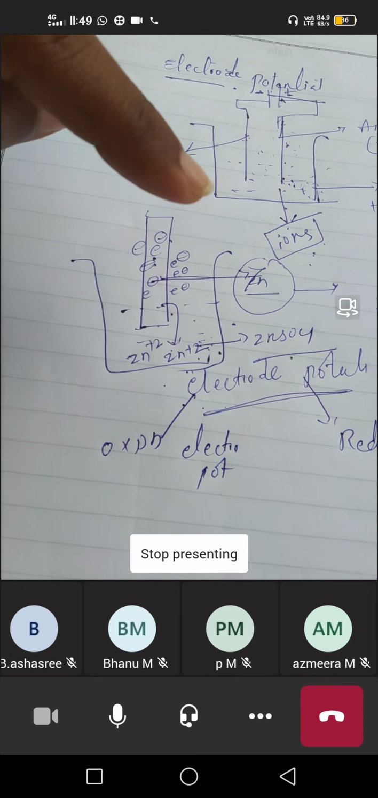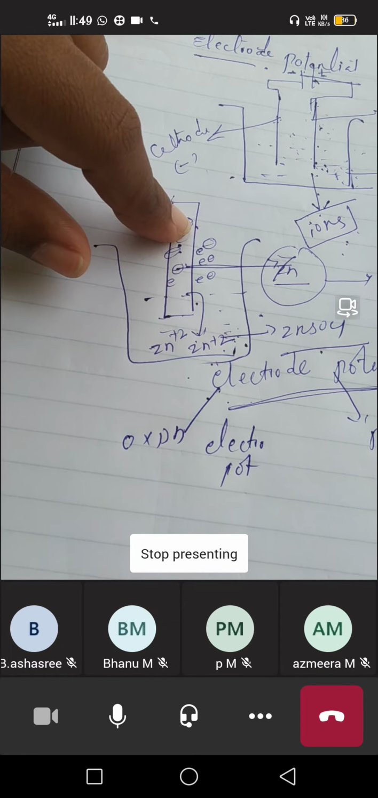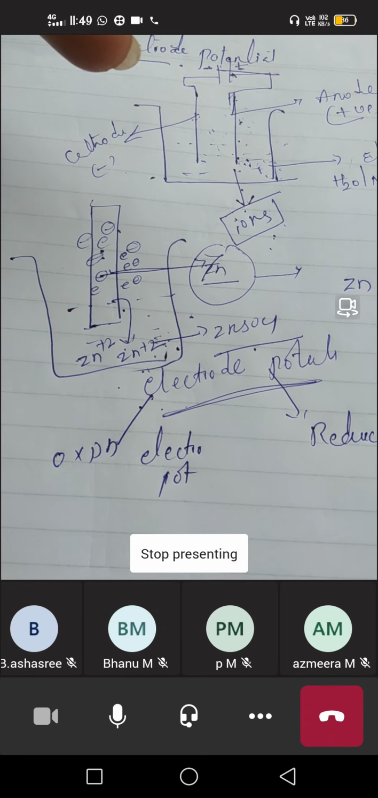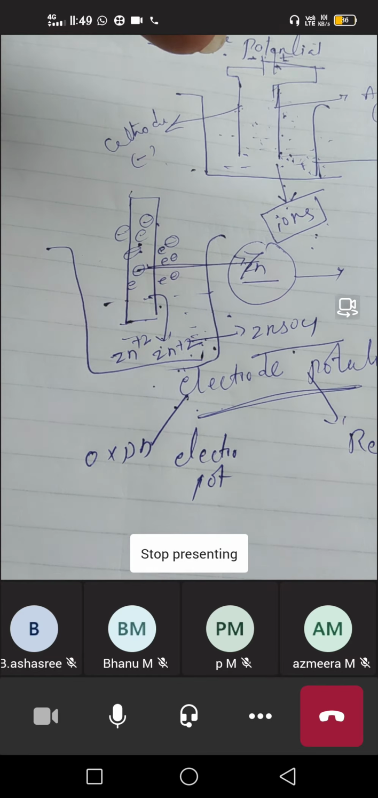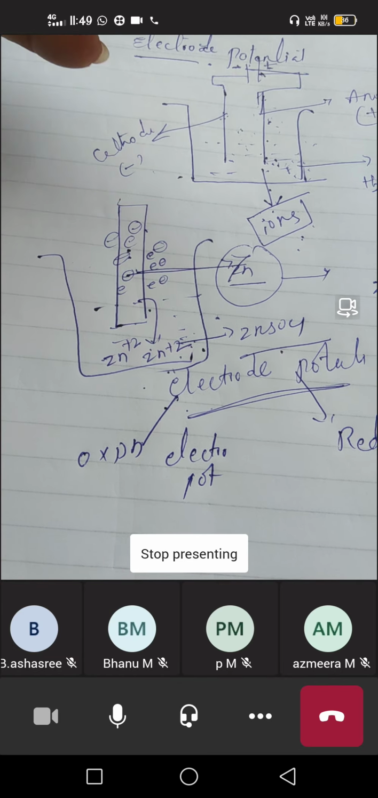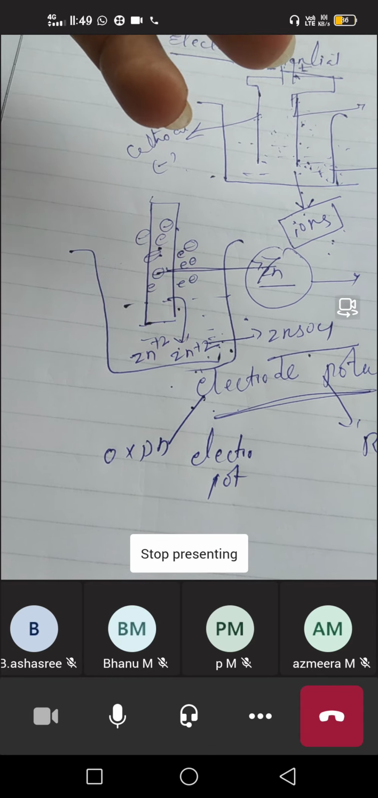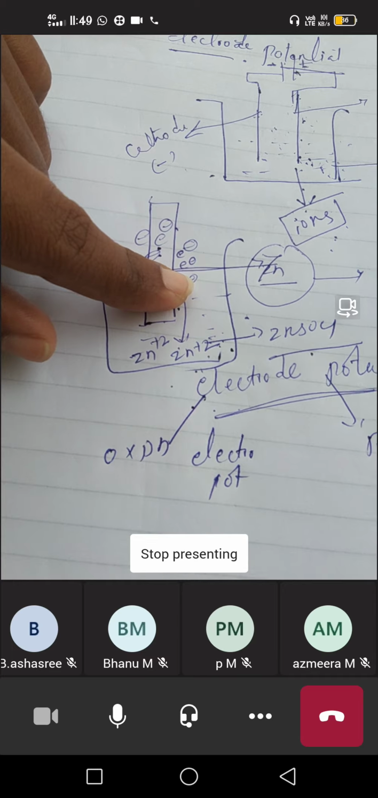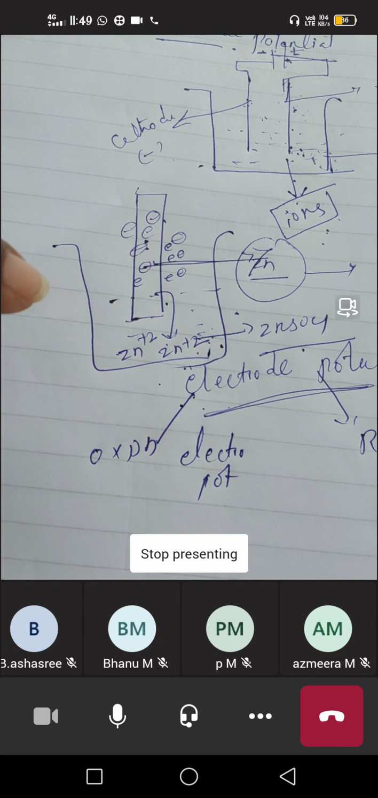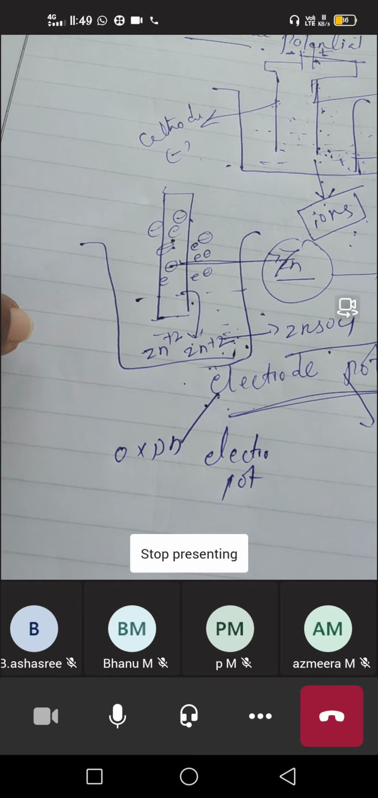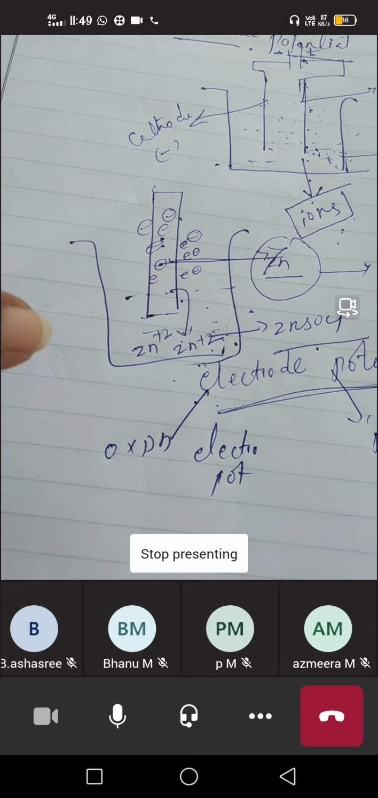If you see the previous example, zinc is undergoing oxidation. How do we confirm that? By the loss of 2 electrons. So zinc is losing 2 electrons, and wherever you come across the loss of electrons, it is nothing but oxidation. So zinc is undergoing oxidation. The corresponding electrode potential of that oxidation is called the oxidation electrode potential.